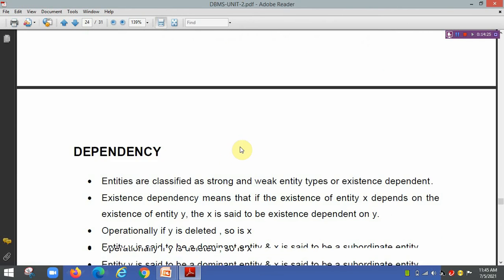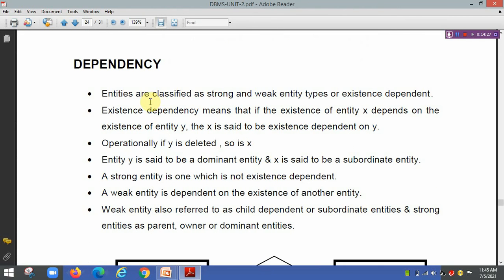Next concept is dependency. Entities are classified as strong and weak entity types, or existence dependent. Existence dependency means that if the existence of entity X depends on the existence of entity Y, then X is said to be existence dependent on Y. That means operationally, if Y is deleted, so is X. X is also automatically deleted because X is dependent on entity Y.